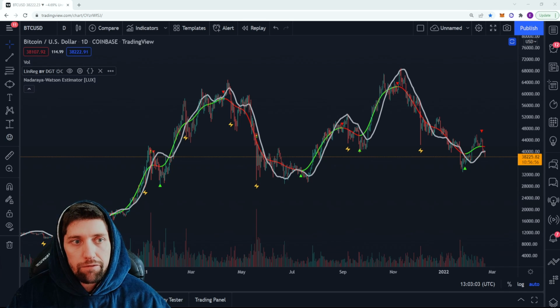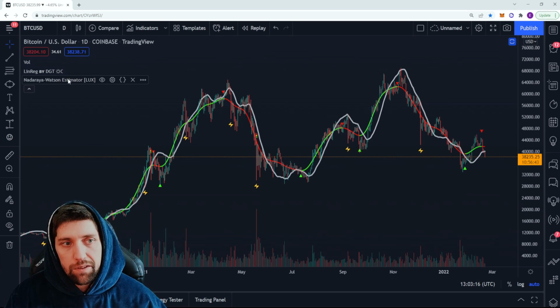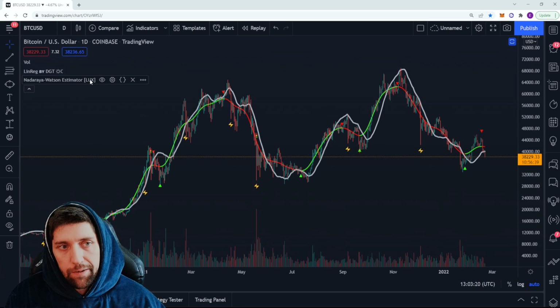Now we're going to be using 3 indicators today: the standard volume indicator that comes with TradingView, and then we're going to use the Linreg by DGT. This is a free indicator. This is going to be the white line. And the last one is going to be the Nadaraya-Watson estimator by Lux Algo. Shout out to Lux Algo for allowing us to use this for free.